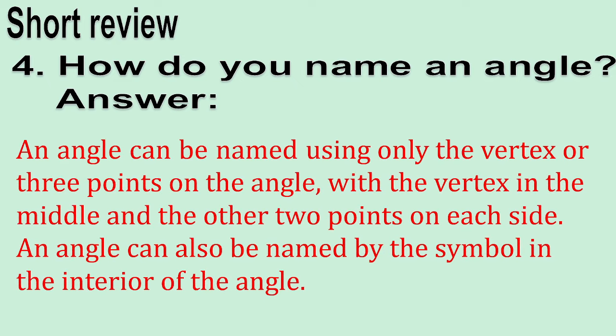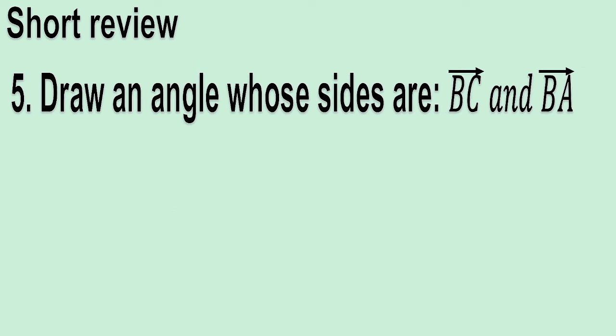Number 4. How do you name an angle? An angle can be named using only the vertex or 3 points on the angle, with the vertex in the middle and the other 2 points on its side. An angle can also be named by the symbol in the interior of the angle. Draw an angle whose sides are ray BC and ray BA.